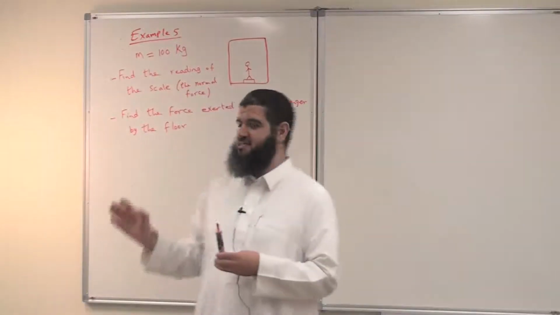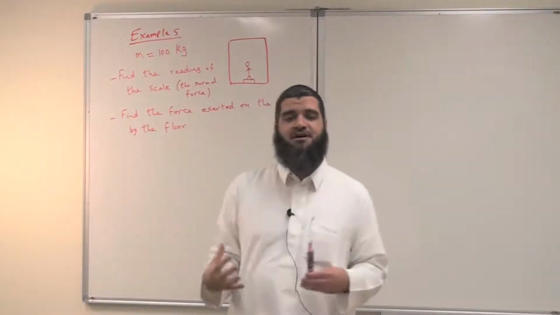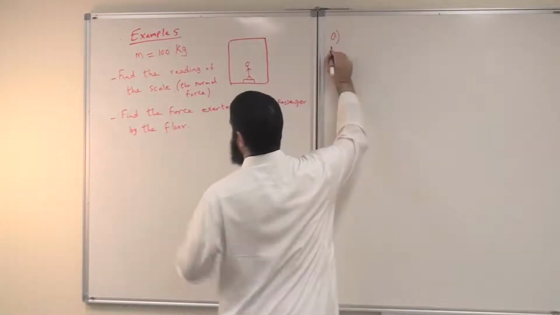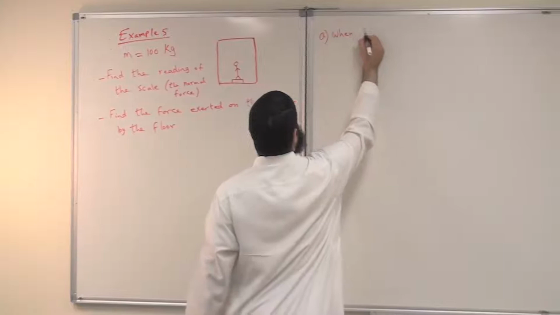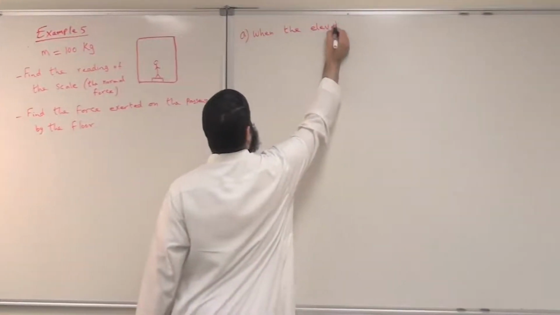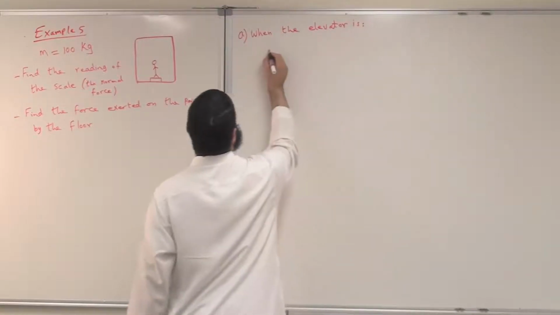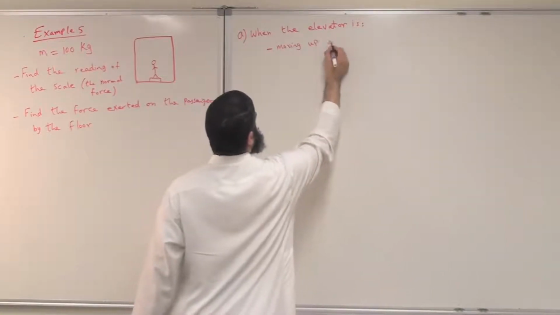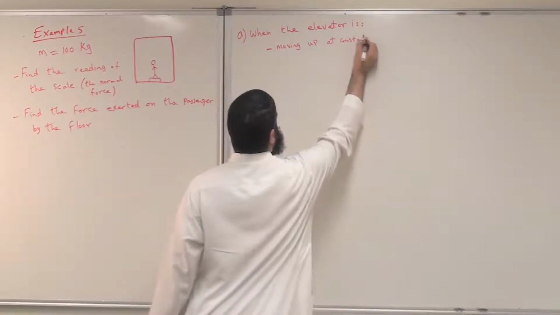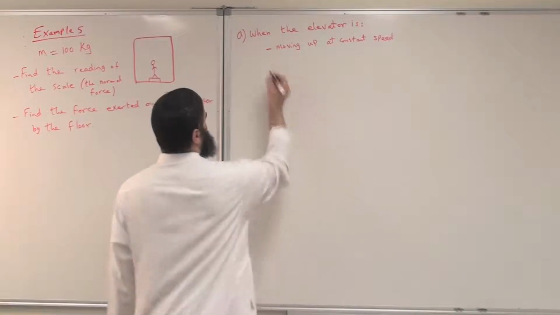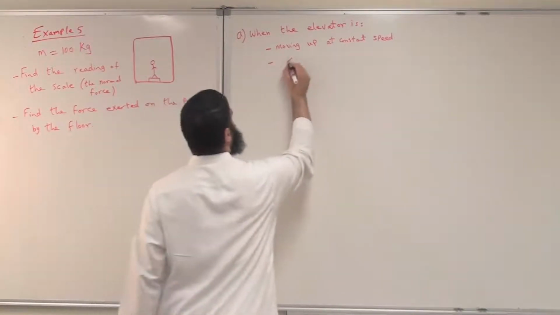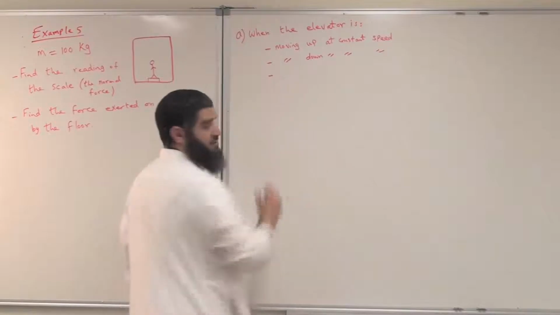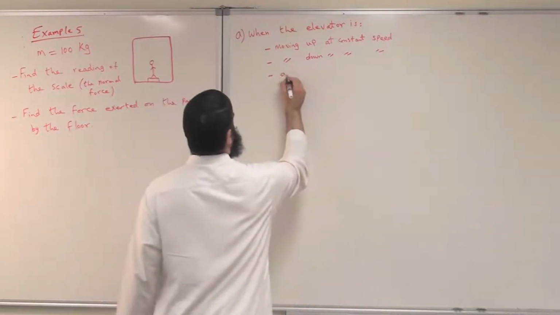Now we'll have different cases. This is the statement of the problem, but we will try to find it in different cases. Let me start with case A. Case A, find this reading when the elevator is either moving up at constant speed, or similarly moving down at constant speed, or even if the elevator is at rest, doesn't move at all.